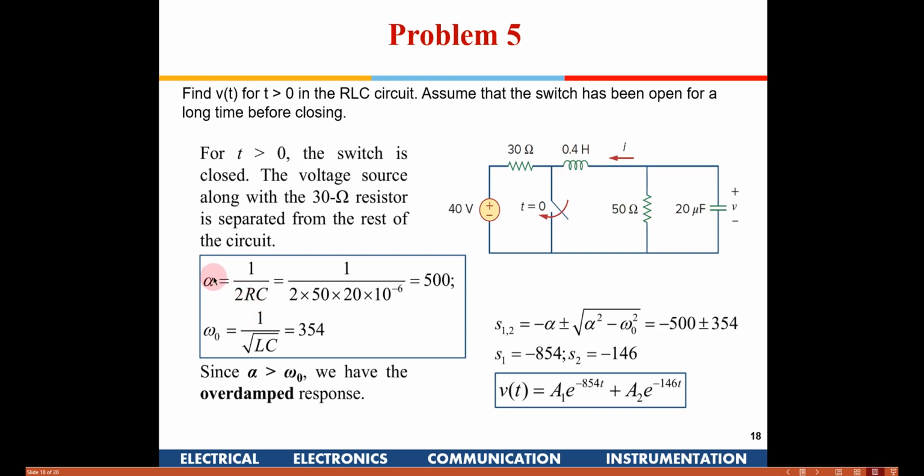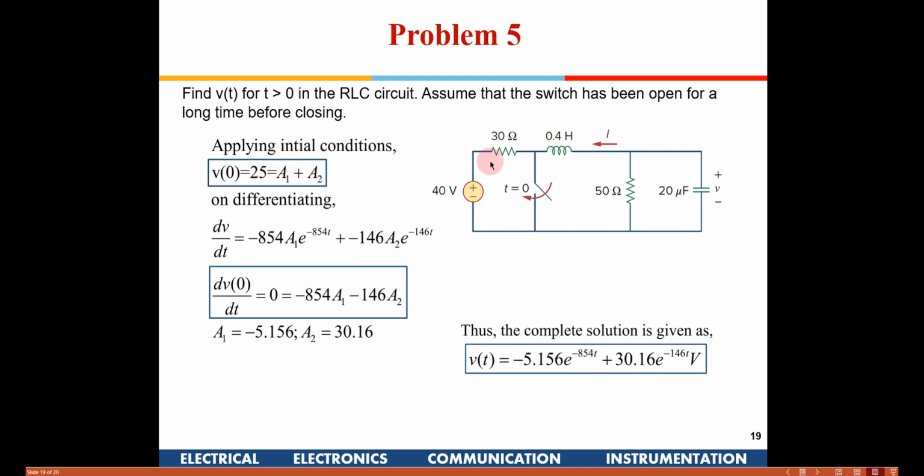Now for a parallel RLC circuit, alpha is given by 1 by 2RC. Substituting these values, you get 500, and omega 0, which is the natural frequency, is given by 1 by root LC. So you get 354, right? Now this is the equation for finding S1 and S2. So you get two roots, S1 and S2. Both are negative and both are real numbers, so it is overdamped. So you have A1 e to the power of minus 854, and you get two equations. Now we need to find out the values of A1 and A2 by comparing with the initial conditions, right?